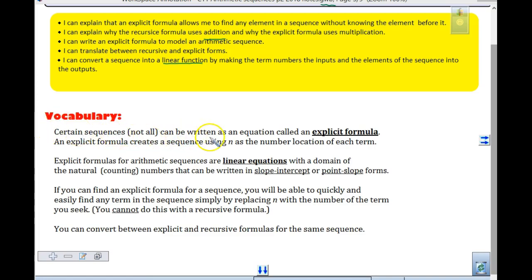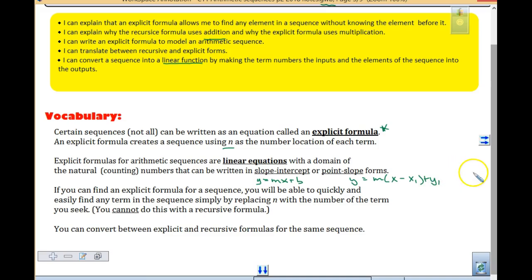Certain sequences, not all, can be written as an equation with what's called an explicit formula. An explicit formula creates a sequence using n as the number location for each term. Explicit formulas for arithmetic sequences are linear equations, and the domain is the natural or counting numbers. They can be written in slope-intercept or point-slope form. So thinking of slope-intercept, y equals mx plus b, and point-slope, y equals m(x minus x1) plus y1.